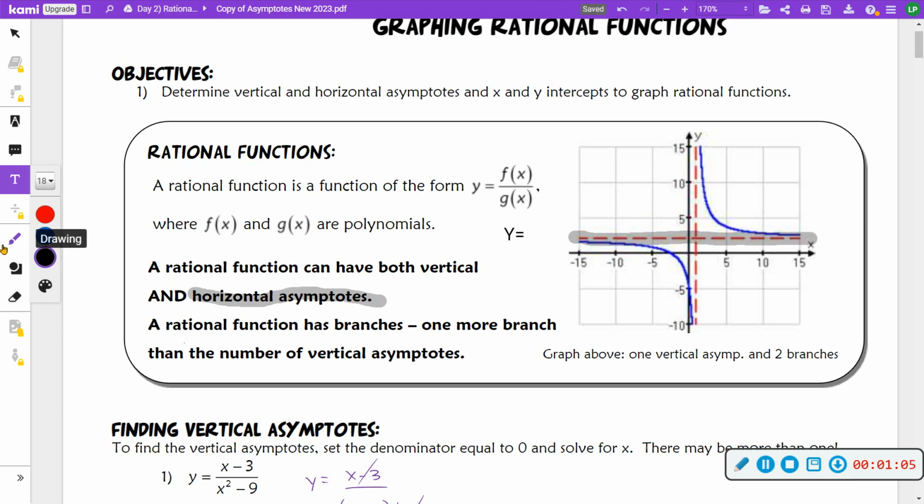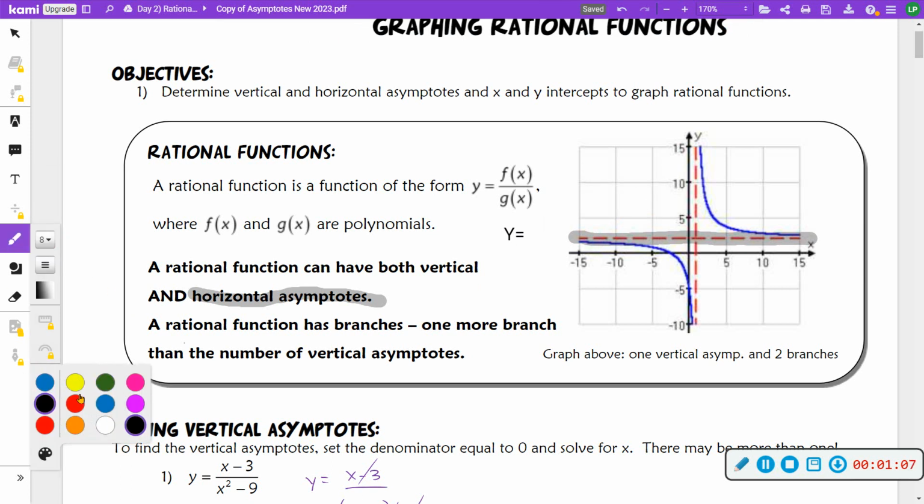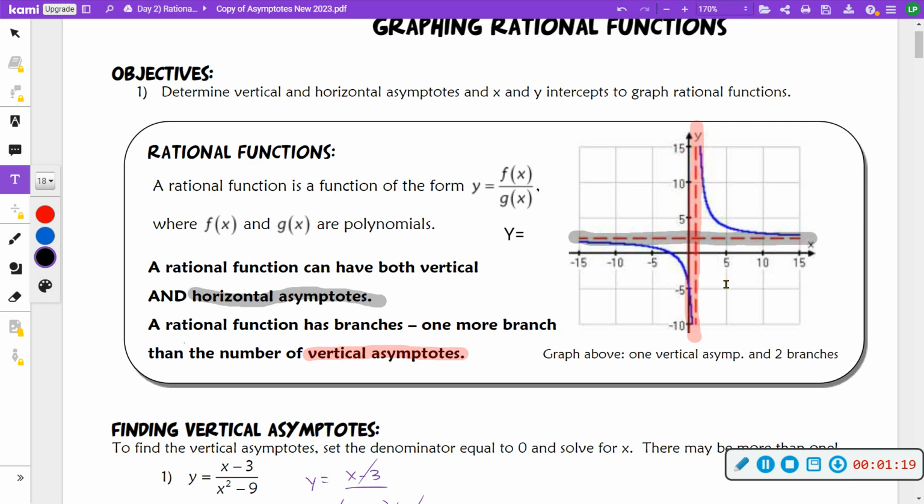Now, we may also have what's called a vertical asymptote. And vertical asymptotes, those go up and down. And notice there's an asymptote here. And up and down is always x equals.